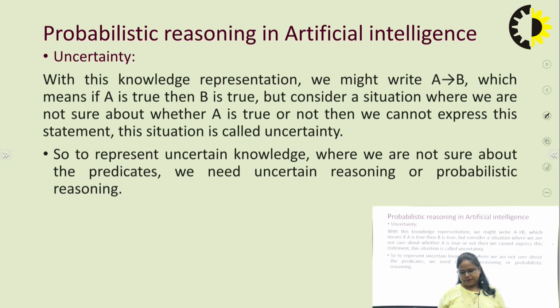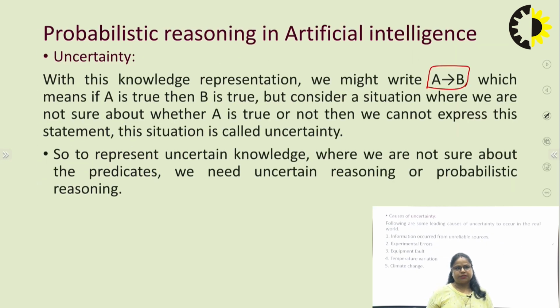Now, we have discussed all these types of reasoning. There is one more type of reasoning used in artificial intelligence, which is called probabilistic, right? As we have already covered first order predicate logic, on the basis of that knowledge representation we generally write A implies B, which means that if A is true, then automatically B is true. But consider a situation where we are not sure whether A is true or not.